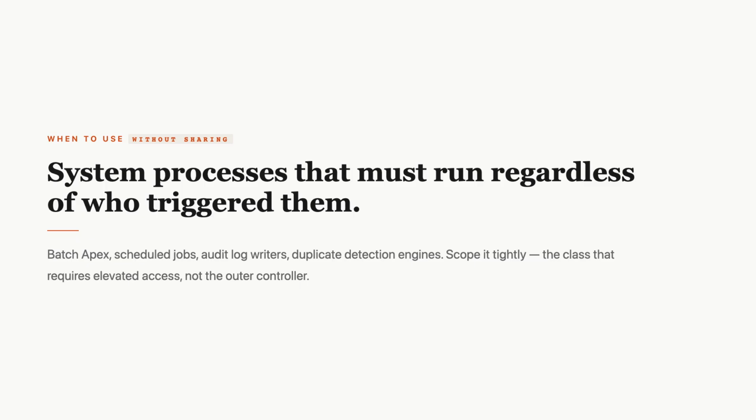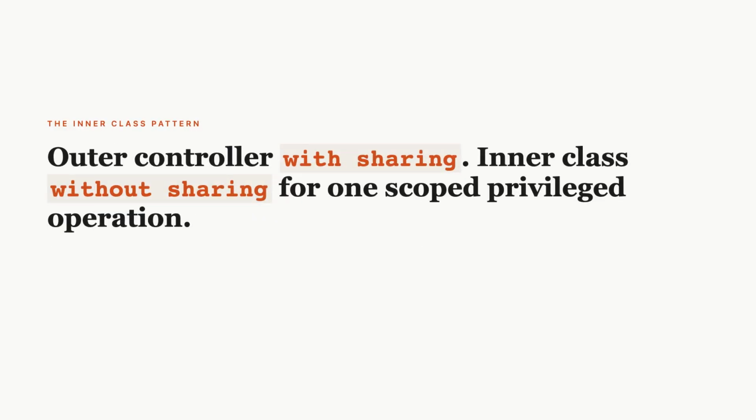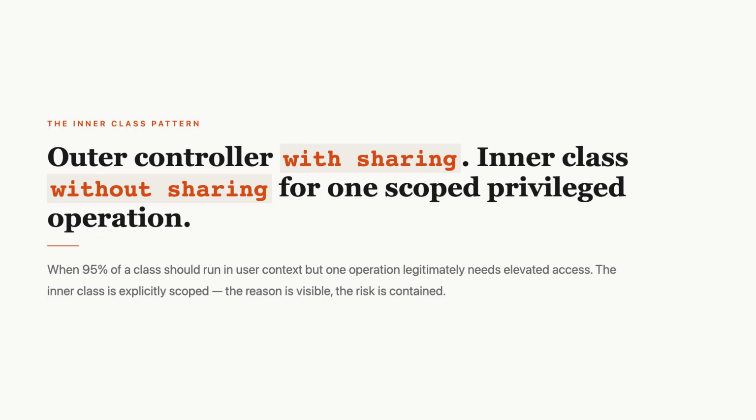A powerful pattern uses both keywords in the same file. The outer class is declared with sharing. It handles user requests and returns only records the user can see. For one specific privileged operation, you create a private inner class declared without sharing. The inner class performs only the minimum DML required. No SOQL returning data to the caller, no wide surface area. This keeps elevated privilege small and auditable. The with sharing wrapper ensures the user cannot see anything outside their access. The inner class handles the single operation they are authorized to trigger.